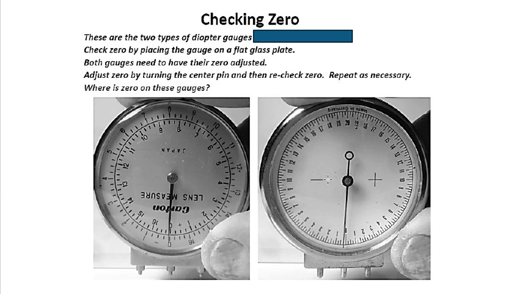So what we're doing here is zeroing, or adjusting the zero, in these gauges. How do you do it? You turn the center pin, which is this one, and then you recheck the zero. You do it again and again until the hand of the diopter gauge is on the zero. Whereas on these gauges, zero is a little bit off, again just because of the camera.